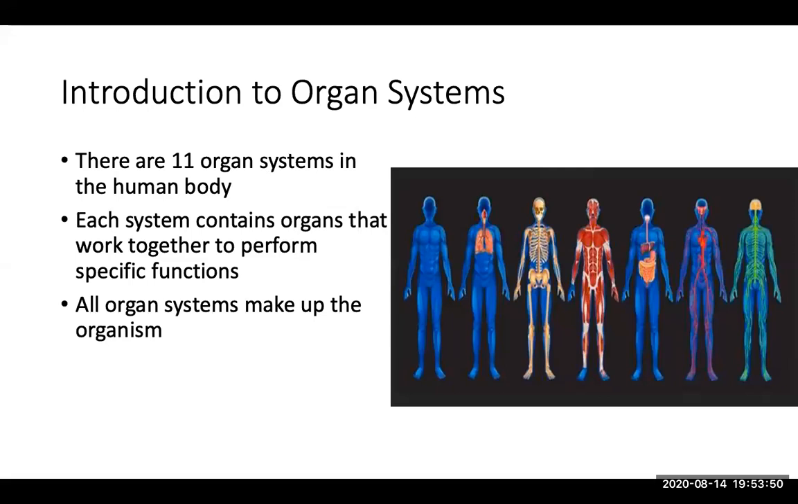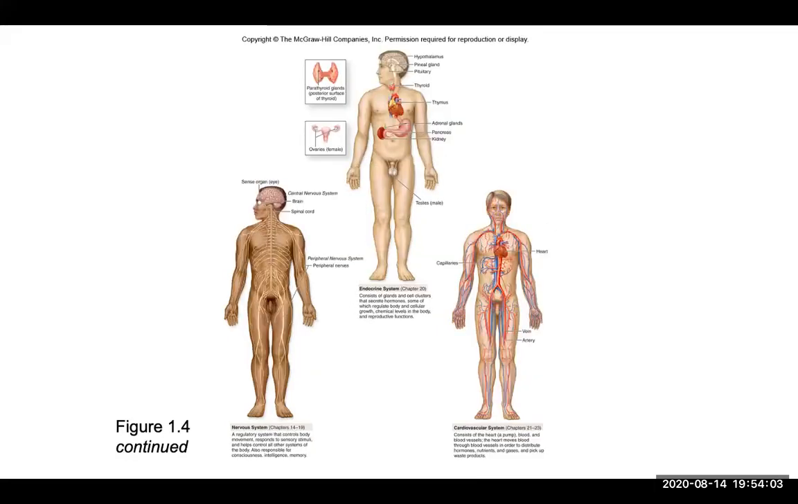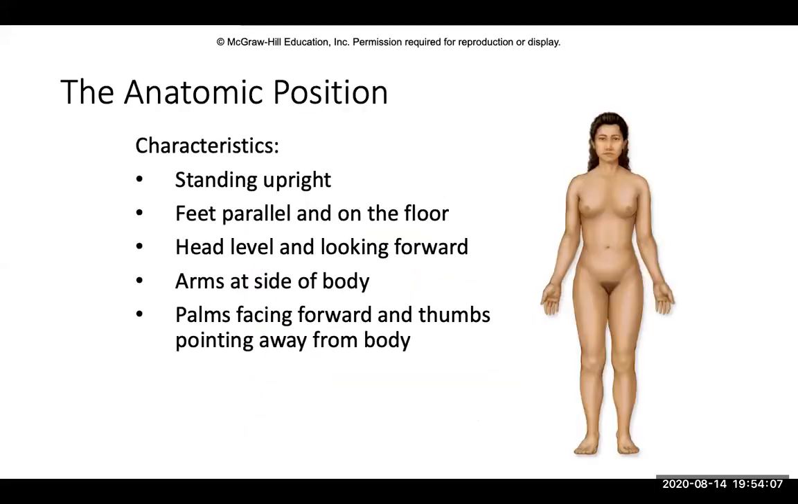Introduction to organ systems: you have 11 organ systems in the body, and each organ system contains organs that help to perform a specific function. These are the 11 organ systems listed on the following slides that you should be familiar with, and you'll go over these in lab as well.